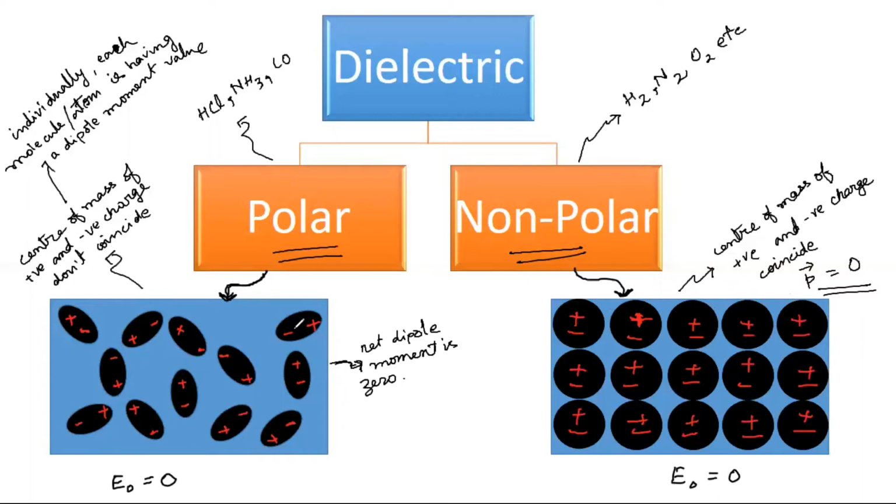But in case of a polar dielectric substance, even though each molecule has a dipole moment value, when we try to find out the net dipole moment, considering all the polar molecules, it gets cancelled, and that is why our net dipole moment value is also 0 for polar dielectric substances. And remember, we are doing it in the absence of an electric field.